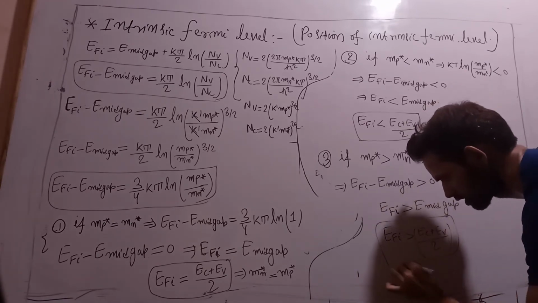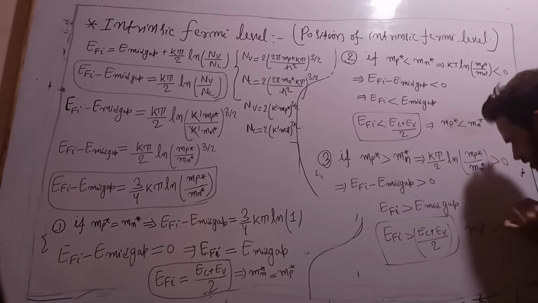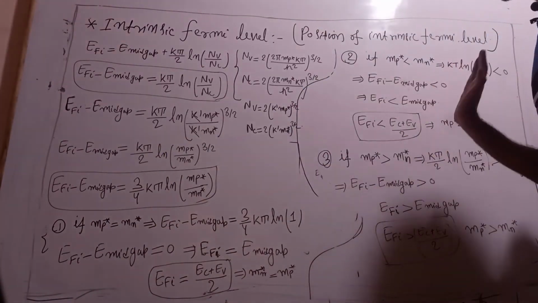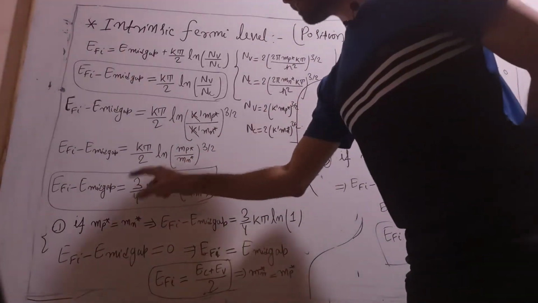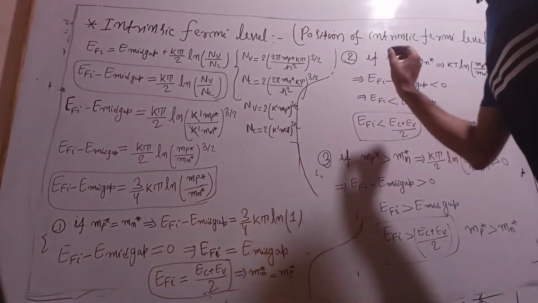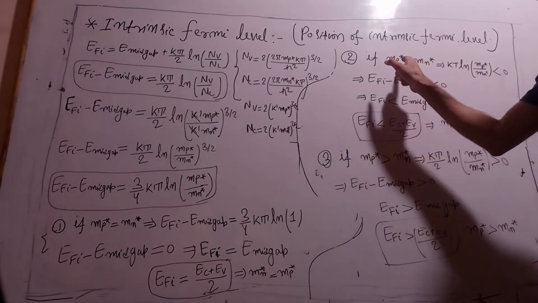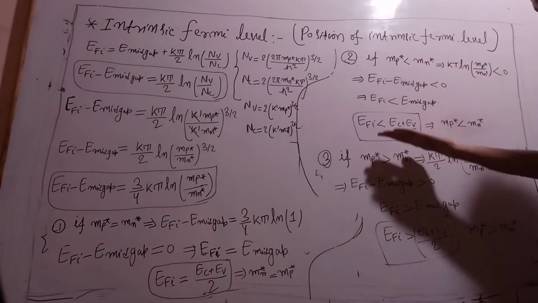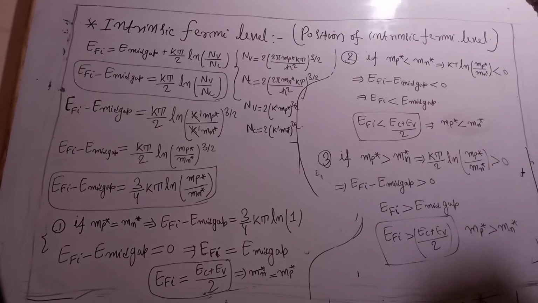That is for when Mp* is greater than Mn*. These are the three conditions for the position of the intrinsic Fermi level. It lies at the center when the effective masses of electron and hole are equal; below the center of the forbidden energy band gap when the effective mass of hole is less than that of electron; and just above the center when the effective mass of hole is greater than that of electron.